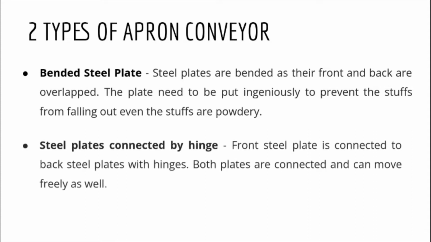Second, we have steel plates connected by hinge. Front steel plates are connected to back steel plates with hinges. Both plates are connected and can move freely as well. This shape is worked out for the purpose of preventing the conveyed stuff from falling down from the apron plate. This is more expensive than the bended steel plate type of apron plates.